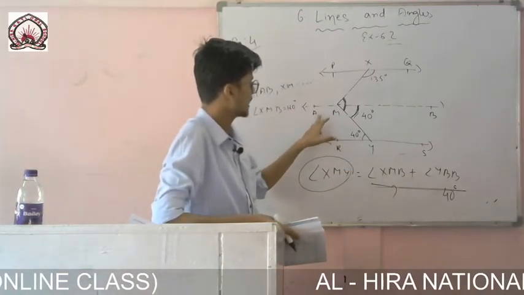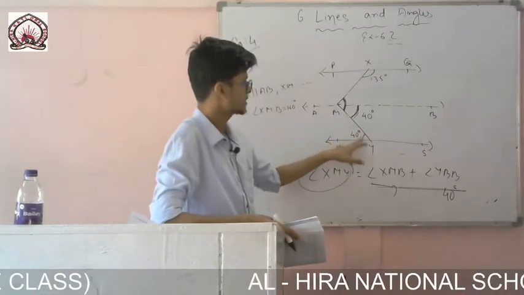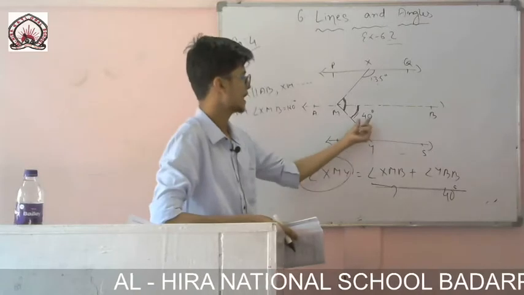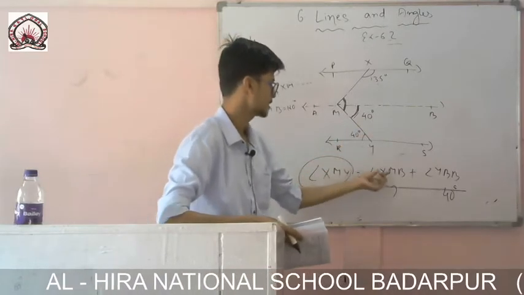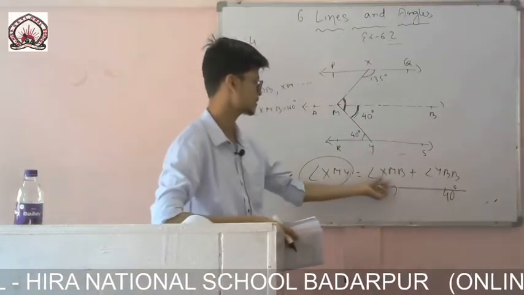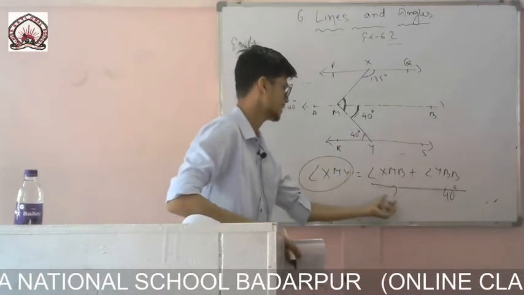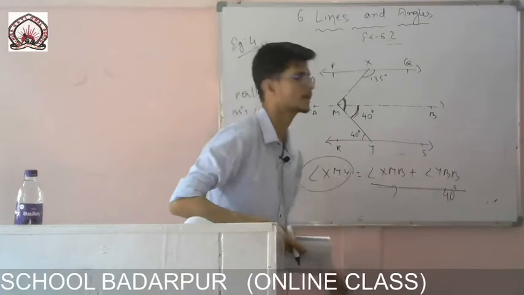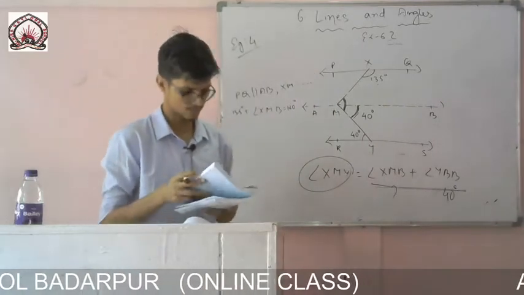Then I will write that AB is parallel to RS and this is a transversal. So this one and this one are alternate angles. So there I will get the value, this one 40 degrees. Then I will write therefore XMY is equal to this angle plus that angle. Whatever value I get, I will put it here, and I will find the answer.